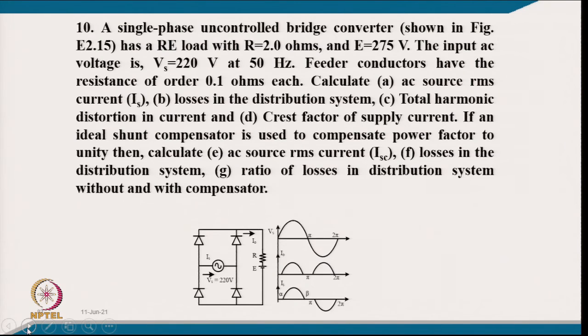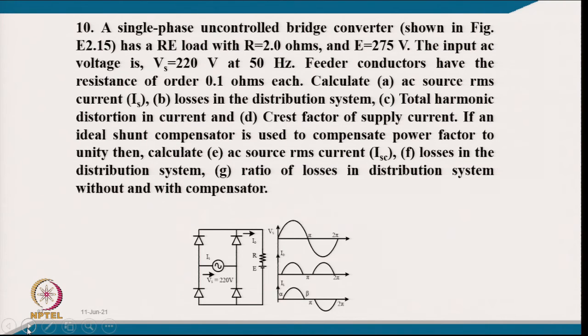Well, coming to another example, a single phase uncontrolled bridge converter shown here in the figure below has an RE load, with a resistance of 2 ohm and a battery voltage of 275 volt. The input AC voltage is Vs equal to 220 volt RMS at 50 hertz. The feeder conductors have a resistance of 0.1 ohms each.